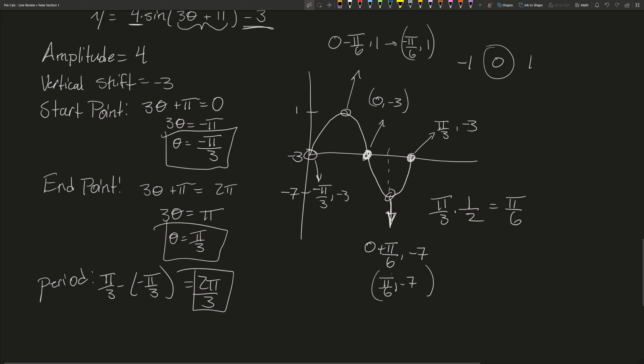All right. Are there any questions about graphing sine? So again, this is all the work I would expect for sine. And cosine, it just starts at a different place.